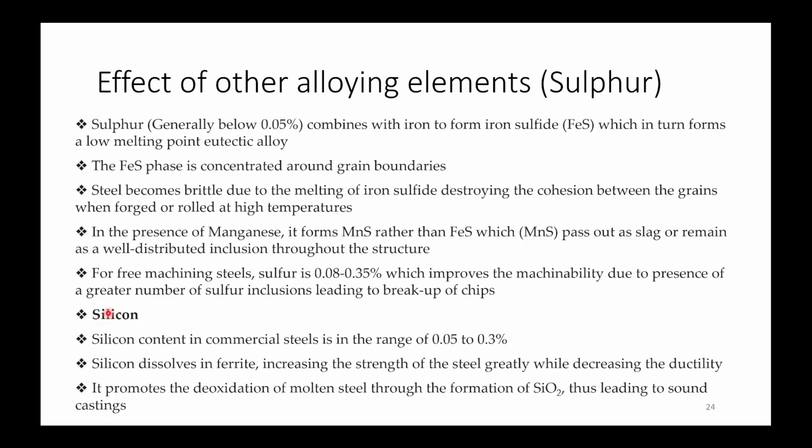The other element is silicon. Silicon content in commercial steels is in the range of 0.05 to 0.3%, and the silicon dissolves in ferrite, increases the strength of the steel greatly while decreasing the ductility. It promotes the deoxidation of molten steel through the formation of silica, thus leading to sound castings.